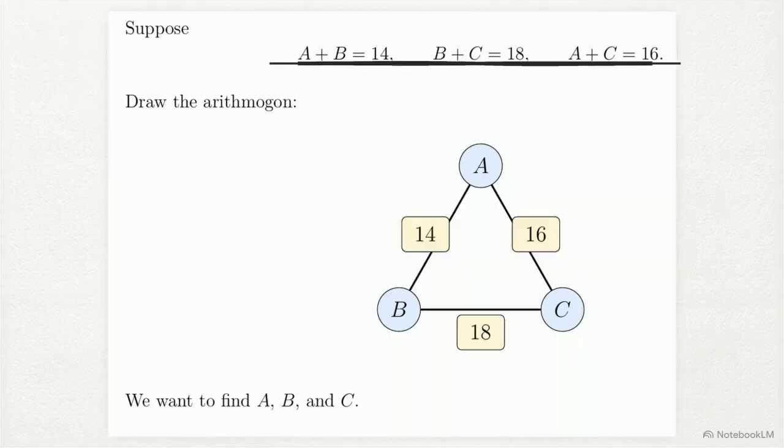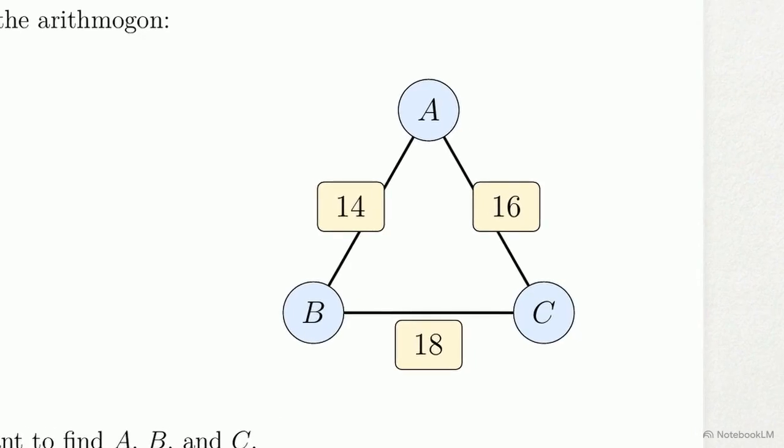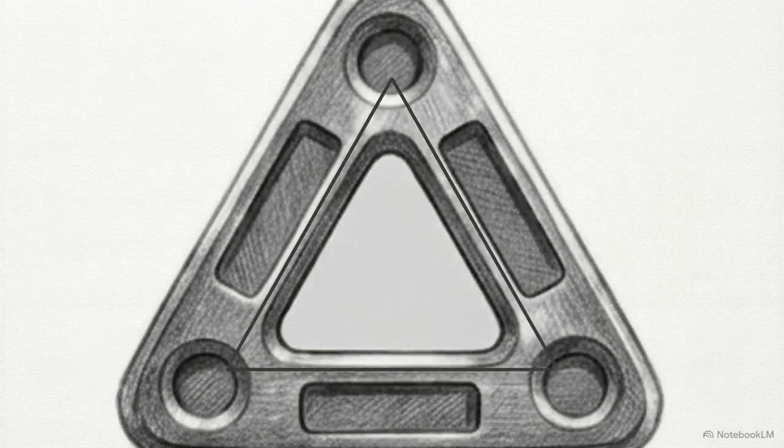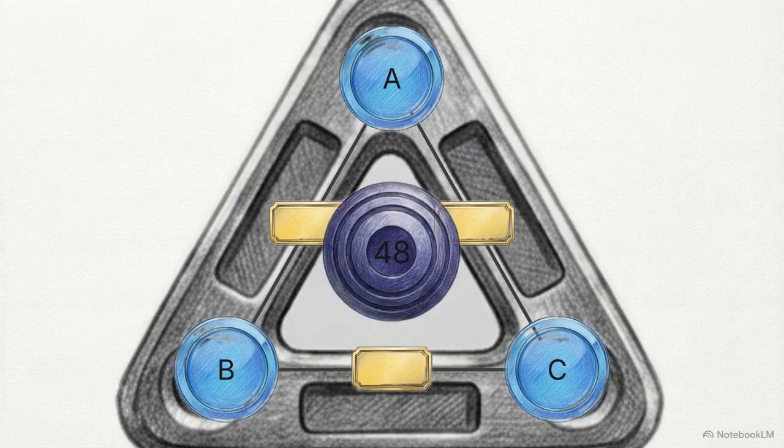Here is our initial problem again. We have three totals on the edges, 14, 16, and 18, but we don't know the values in the corners. Rather than looking for a single variable, we look at the whole system. If we add up all the edge totals, 14, 16, and 18, we get 48.